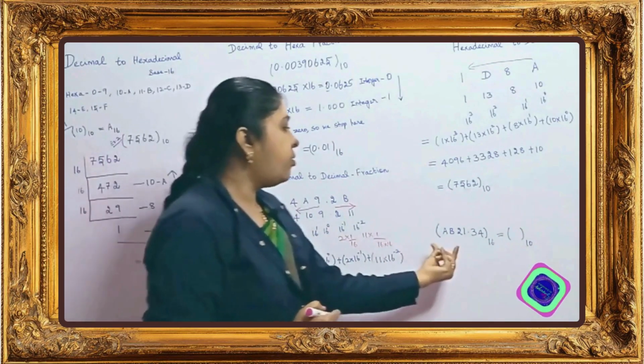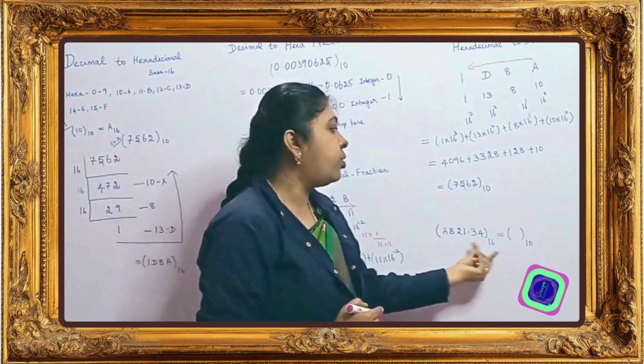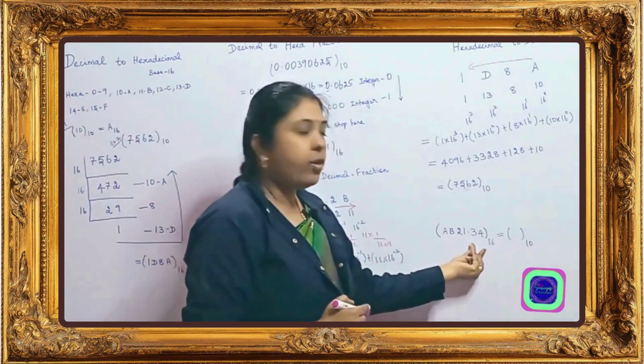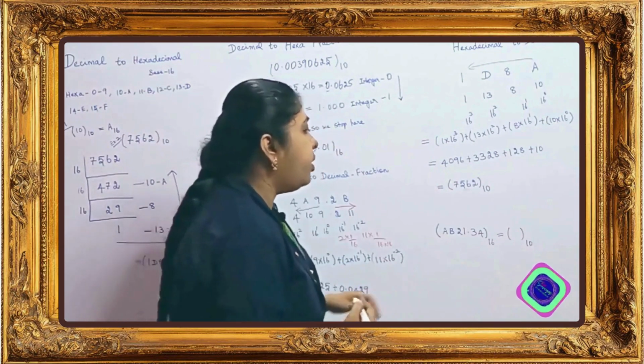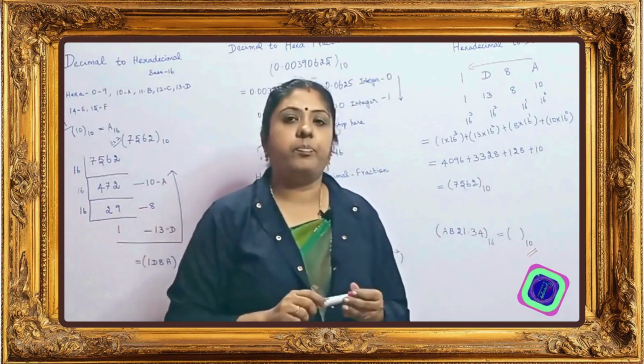And finally, a small work. Convert the hexadecimal value into the decimal value. That is AB21.34 to the base of 16. Convert it into the decimal value and write the answer in the comment section.